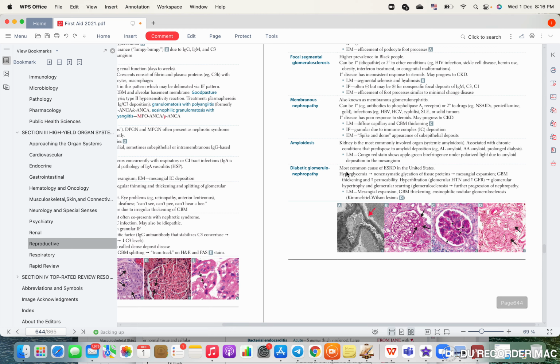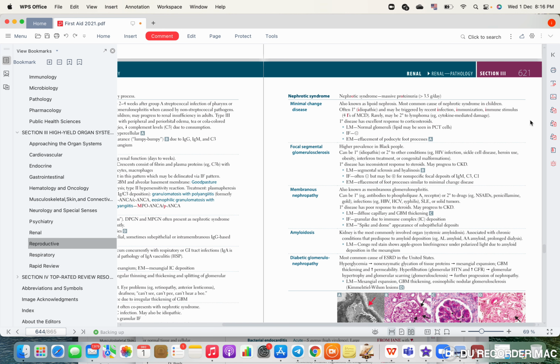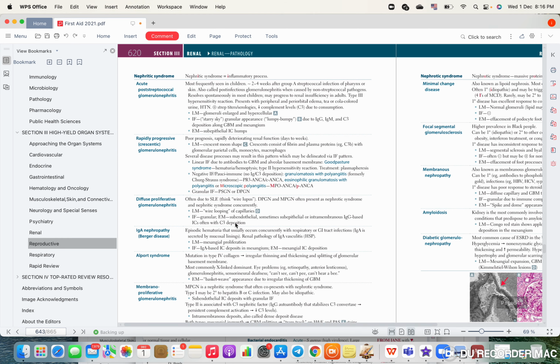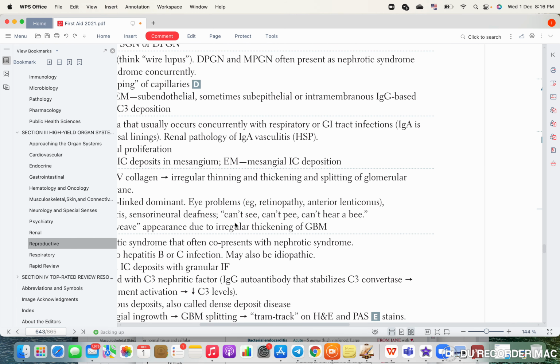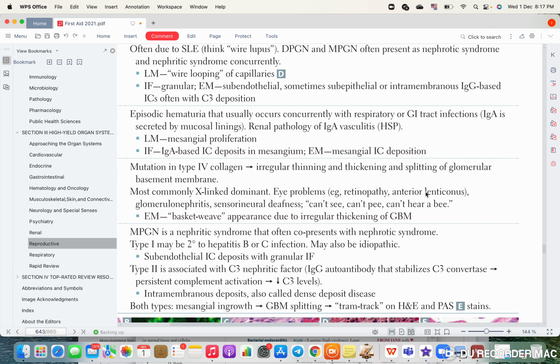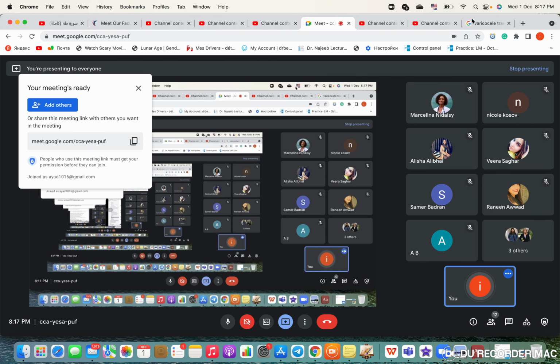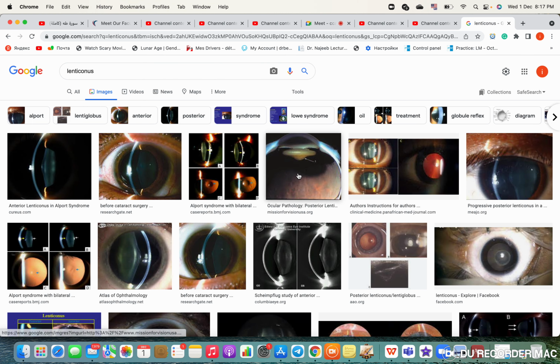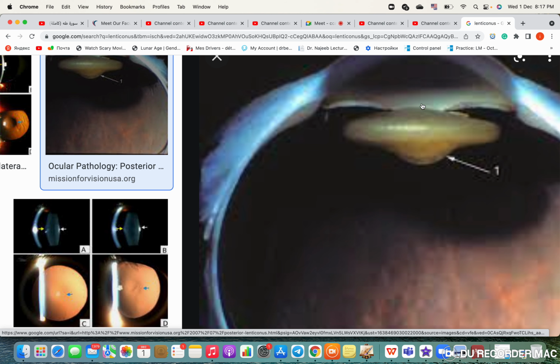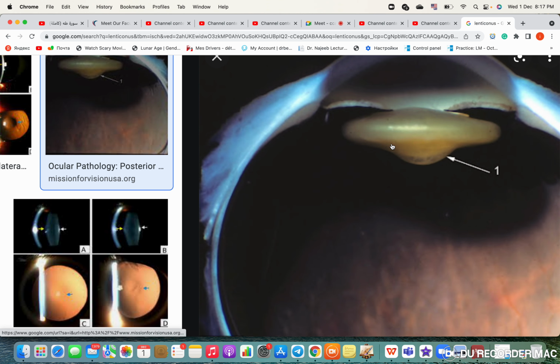One more thing I'm going to speak about is which eye pathology do people with Alport syndrome have? They have lenticonus. Okay, lenticonus. So what is this lenticonus? Basically, their lens becomes like a cone. If you take a look at the lenticonus, you can see how the lens is becoming like a cone. Yeah, lenticonus.